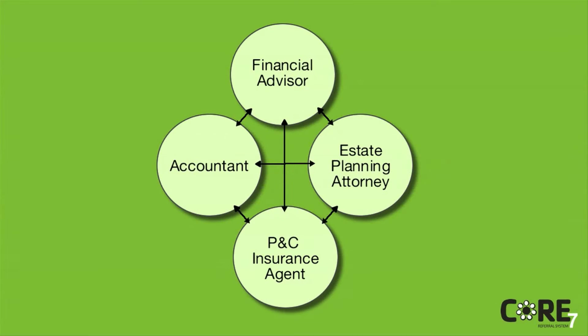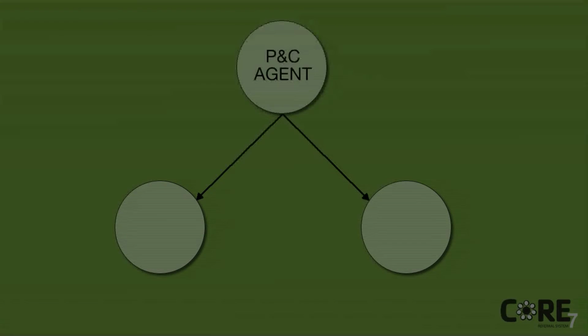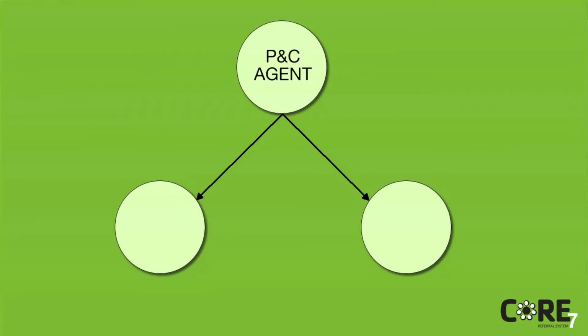All right, I want to talk about each individual professional now, and let's start with the property and casualty agent. Who are the property and casualty agent's primary targets? The primary referral targets for the P&C agent are the financial advisor and the realtor. Now, I would assume that these would be after the purchase because the P&C agents are not really in a great position to refer during the purchase.